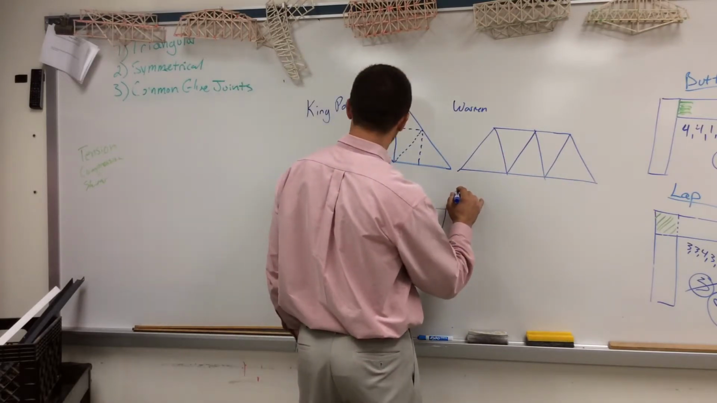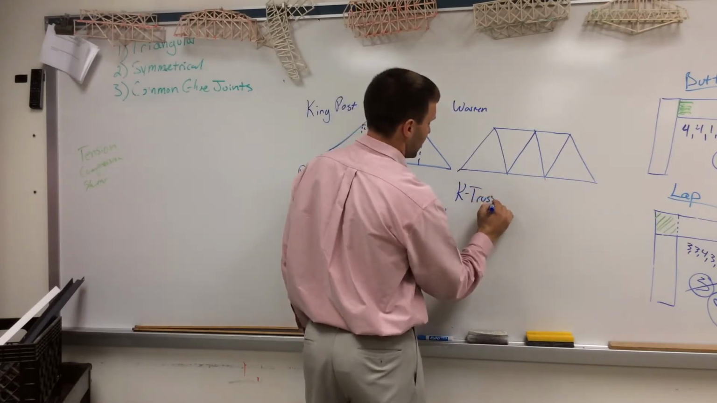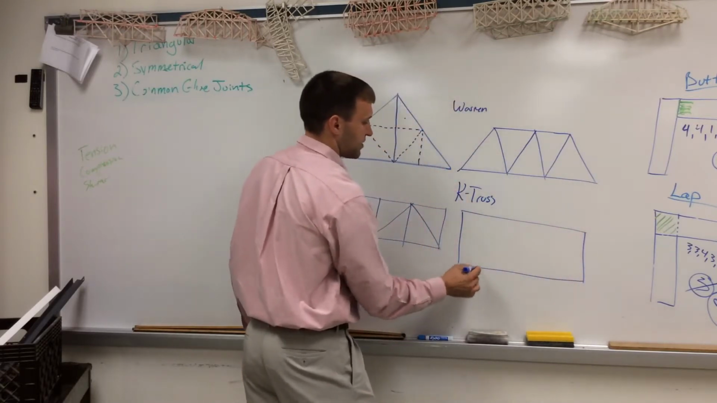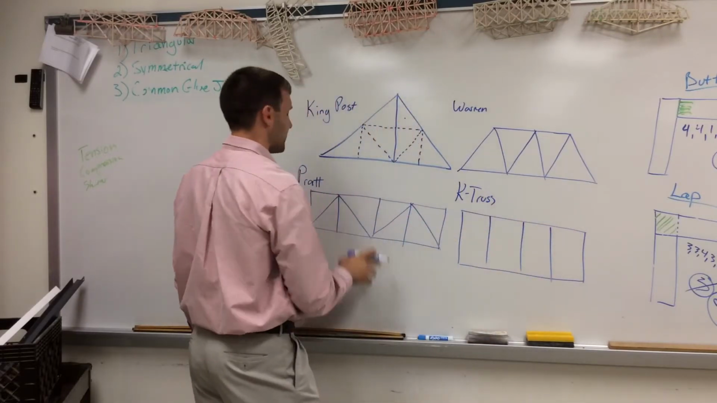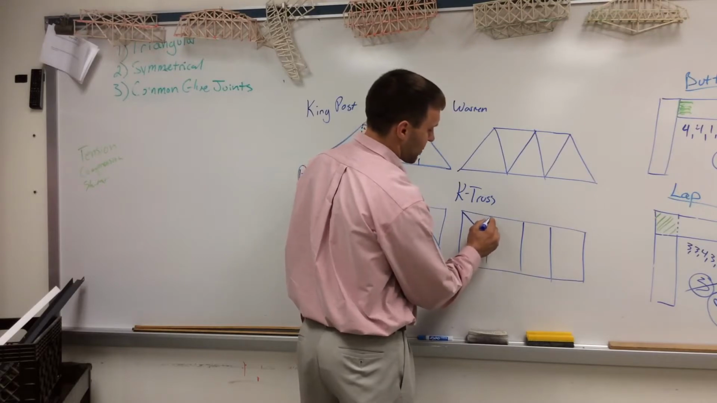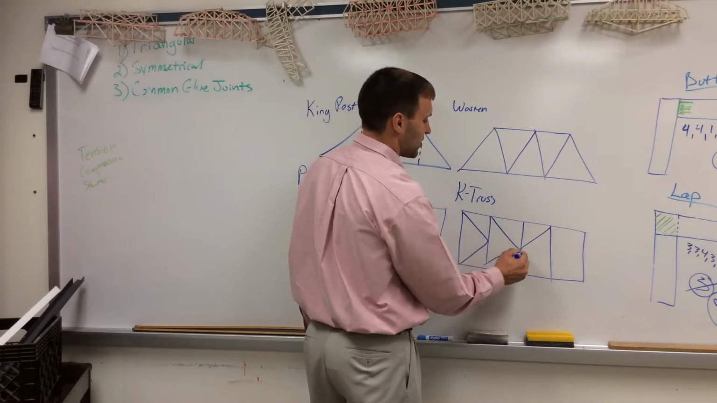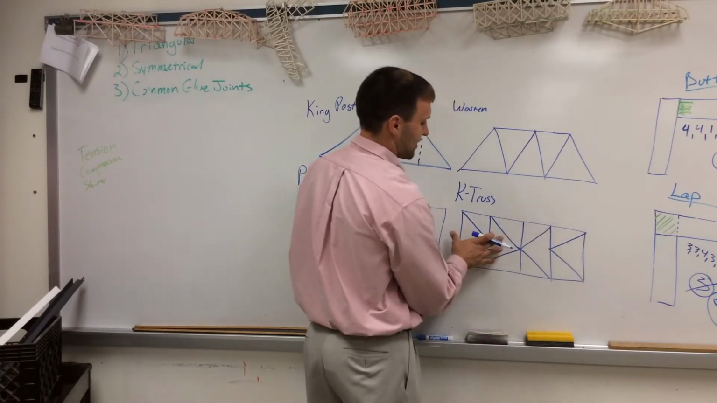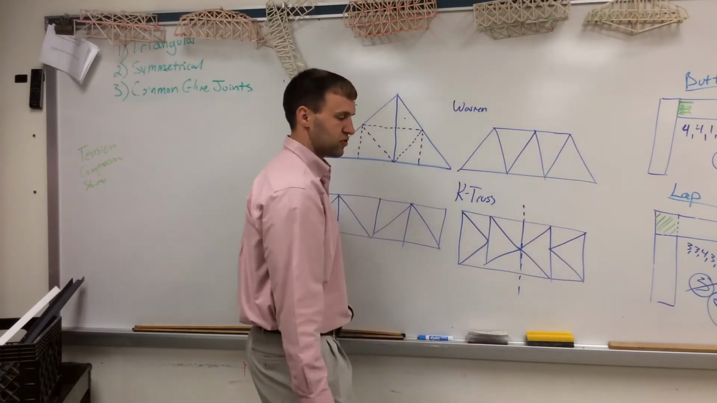And then finally, we will end with K-truss. And this gets its name from the letter K appearing in the design. So if I break this up, this starts out very much like the Pratt, and then we can create the letter K in these openings. Wherever you create these letter Ks, they must be symmetrical. So in this case, these are left facing, these Ks will be right facing. So I get it, they started out backwards, now they're forwards. And along the line of symmetry in the middle, we are symmetrical.